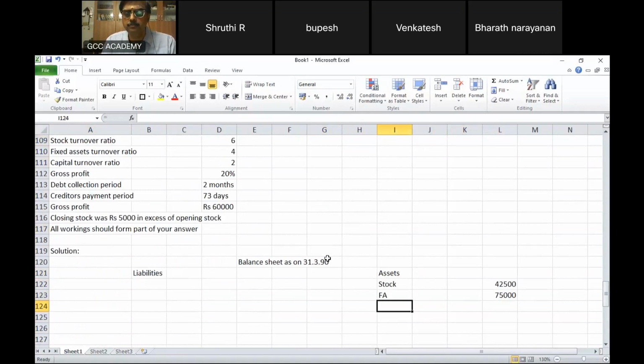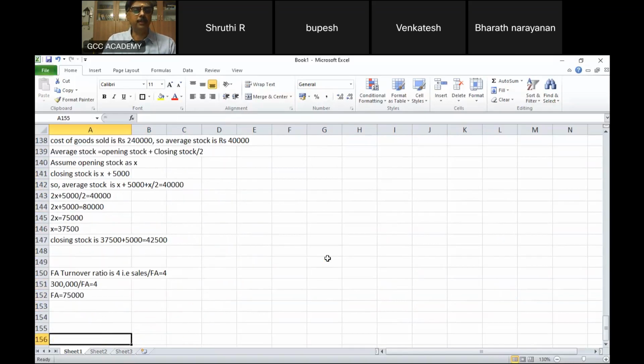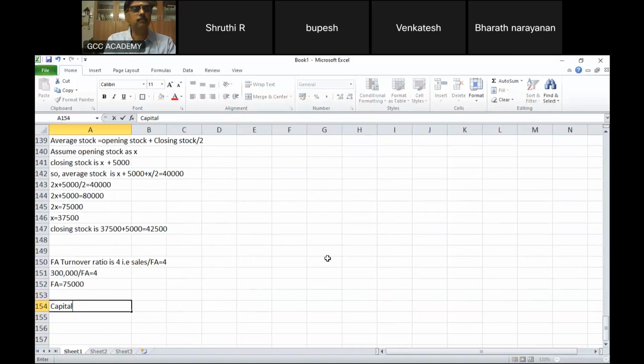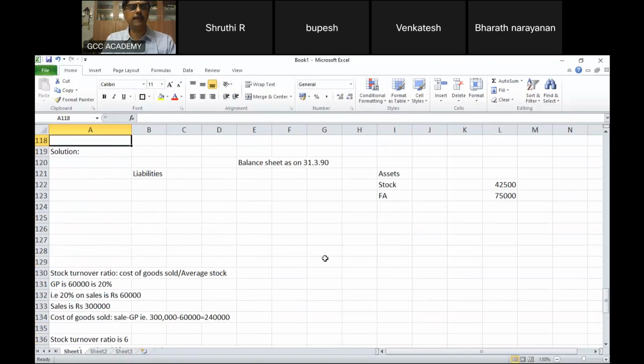Then, next, capital turnover ratio is 2, so sales by capital is equal to 2. Sales is 3 lakhs, so what is capital? Capital is equal to 1.5 lakhs. Good, 1,50,000 is the right answer. So capital is 1,50,000.